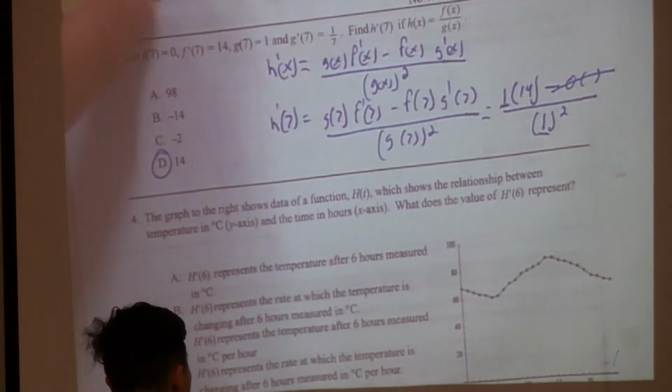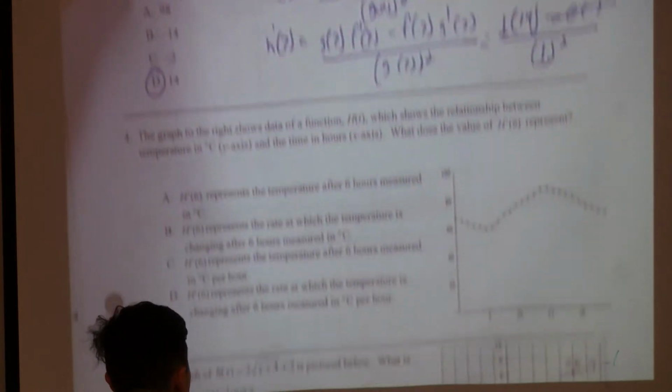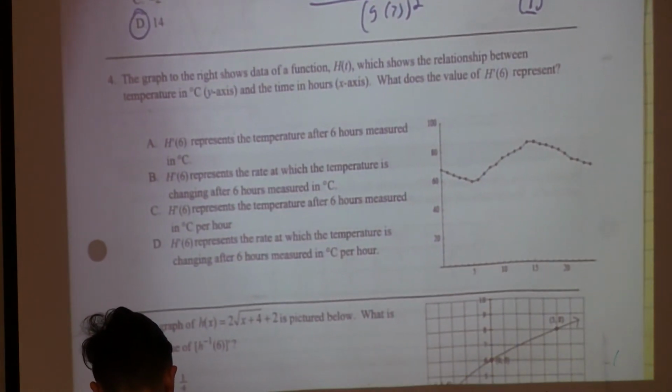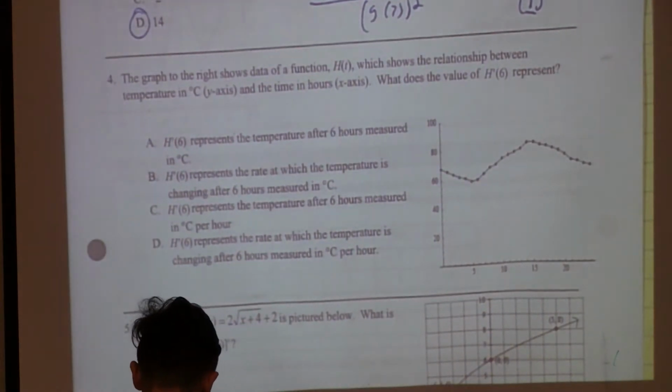Easy? Number 4. The graph to the right shows data of a function h of t, which shows the relationship between temperature in degrees Celsius and the time in hours.